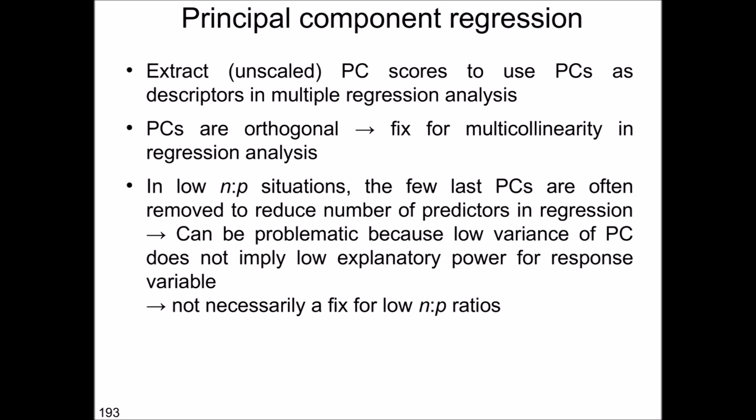While this is often done and seems appealing, the problem is that the low variance, the last PCs, so the last principal components in the models, do not necessarily imply that they have a low explanatory power for the response variable. So there can be situations, and I refer you to the notes to this slide, where the low variance PCs exhibit a high explanatory power for the response. So low variance PCs should not automatically be removed, and principal component regression does not necessarily provide a fix for low N to P ratios.